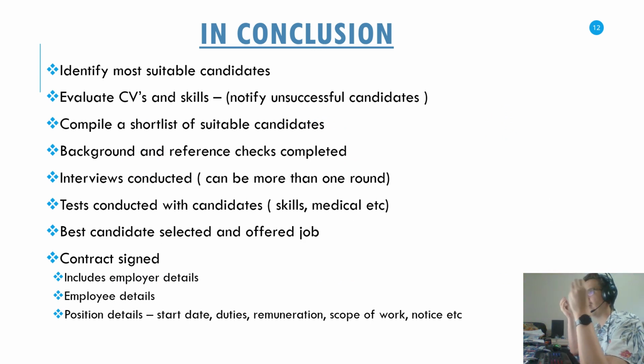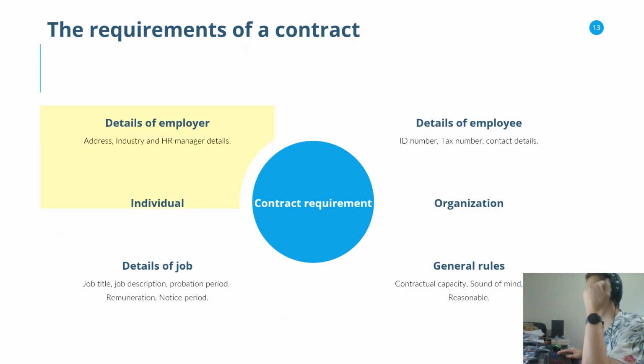So, you have to be able to find the best candidates. You have to go through their background checks, do interviews, and do tests with them, on their skills and their medical history. Then they're selected and you offer them the job, and you've got to try and be as inclusive as you possibly can. Okay, what does a contract look like?